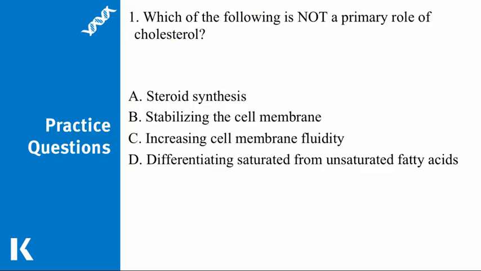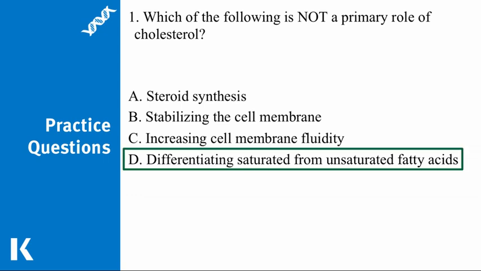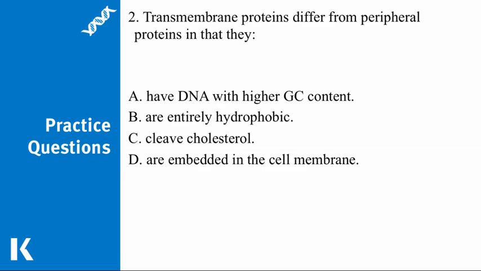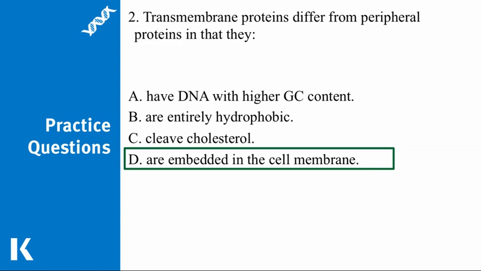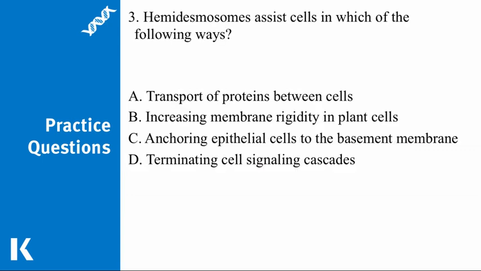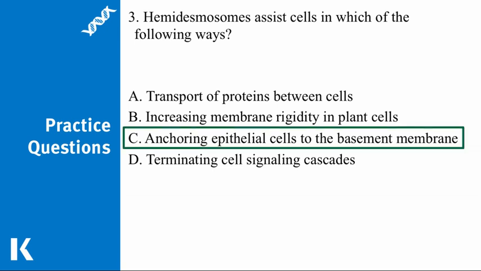Now you have the chance to check out how your learning goal progress is coming along. The first practice question tests your knowledge of cholesterol. The correct answer is D. Cholesterol has nothing to do with differentiating saturated fatty acids from unsaturated fatty acids. The second practice question addresses the difference between transmembrane and peripheral proteins. The correct answer is D. Peripheral proteins strictly hang out on the outside of the cell membrane, while transmembrane and embedded proteins hang out within the cell membrane. The final practice question covers hemidesmosomes. C is the correct answer. Hemidesmosomes attach cells to basement membranes and other tissues.